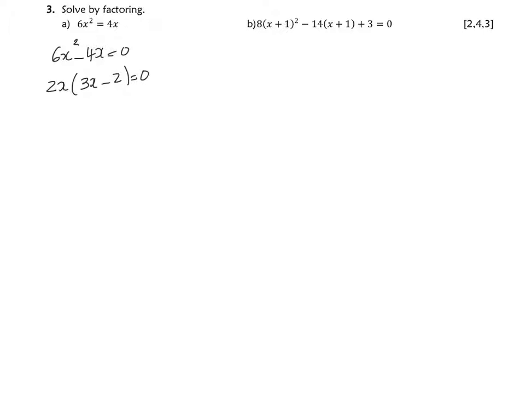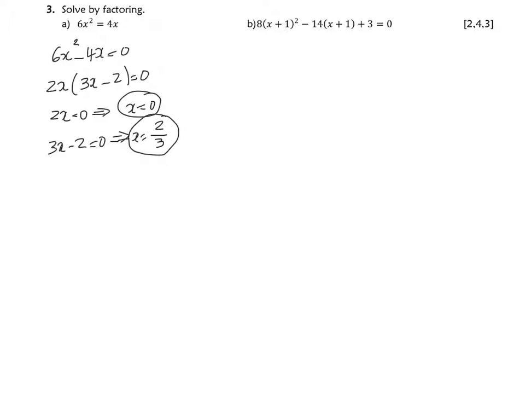When the product of two numbers is 0, either one or both of them have to be 0. So this means 2x is equal to 0. From here, I get x is equal to 0. This is one solution. The second solution is 3x minus 2 is equal to 0. So from here, I get x is 2 over 3. So these are the two solutions here.